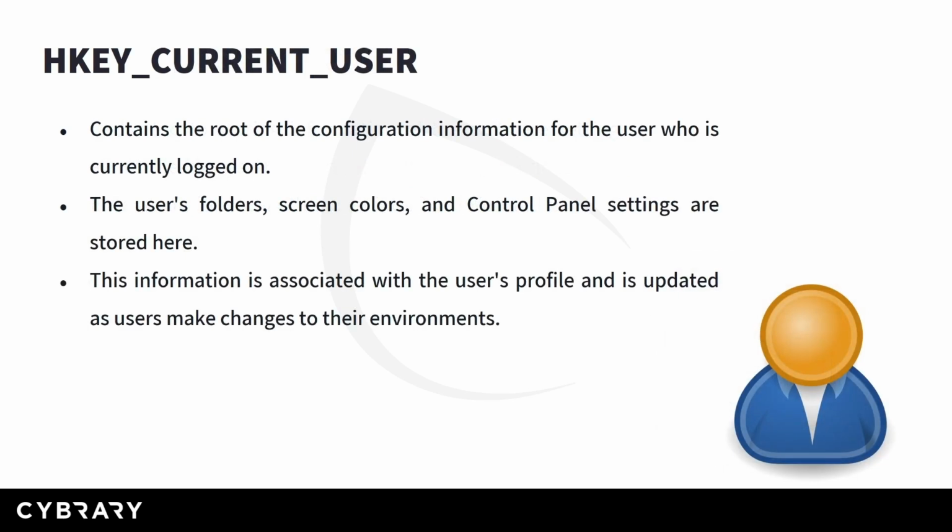HKeyCurrentUser, sometimes abbreviated as HKCU, contains the root of the configuration information for the user who is currently logged on. The user's folders, screen colors, and Control Panel settings are stored here. This information is associated with the user's profile and is updated as users make changes to their environments. The data is extracted from the HKeyUsers key, which contains user information for all accounts on the system.